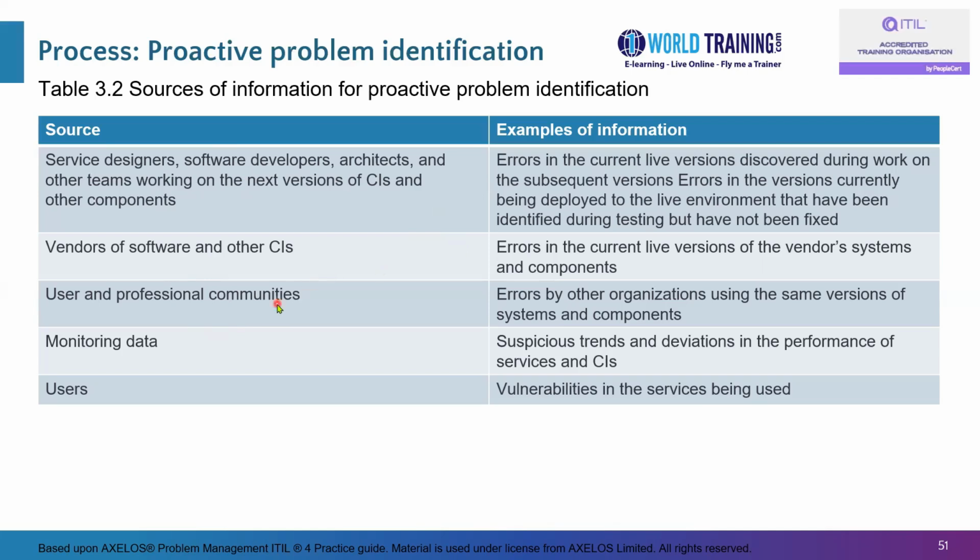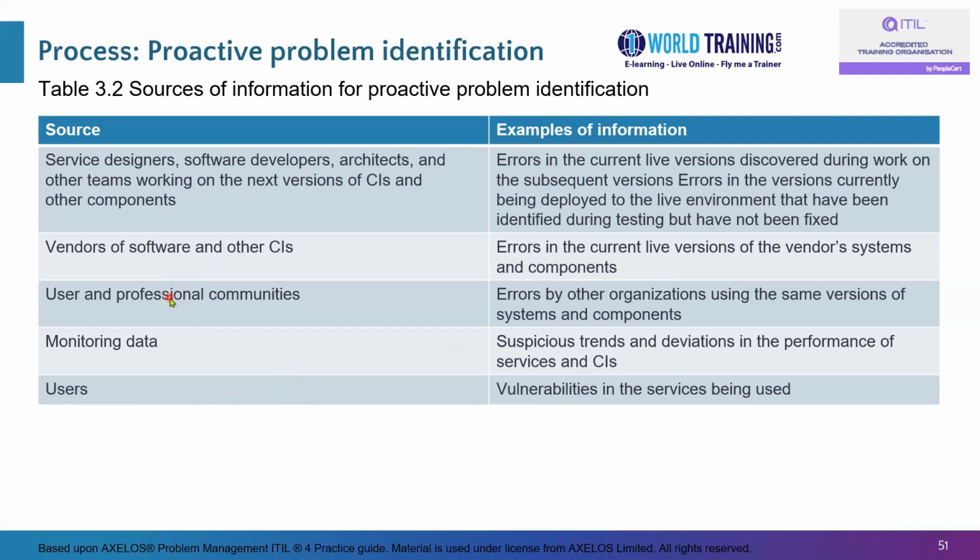Users and professional communities, through various websites and portals, might be familiar with similar errors from products and services of other organizations that are very similar to this product or service. Other organizations might be using the same service or product, the same version as well, and they could give some good inputs. Monitoring data can help technical practitioners suspect trends and deviations in the performance of services and CIs. For example, there could be certain alerts coming out always from a certain network link or certain server or a storage box or application and so on.